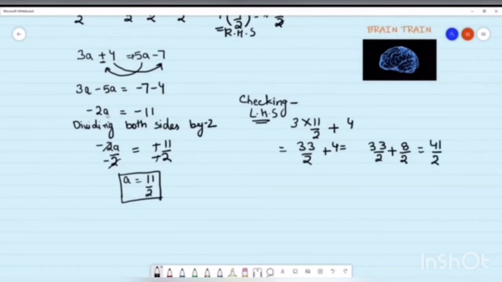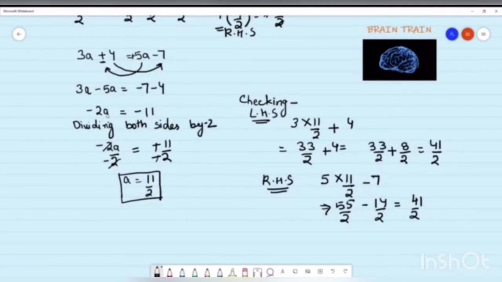Now we'll take the right hand side. 5 into 11 by 2 minus 7. This is 55 upon 2 minus 14 upon 2. It will be 41 upon 2. What do we see? We see that the right hand side and left hand side are both equal. This shows our answer was correct.